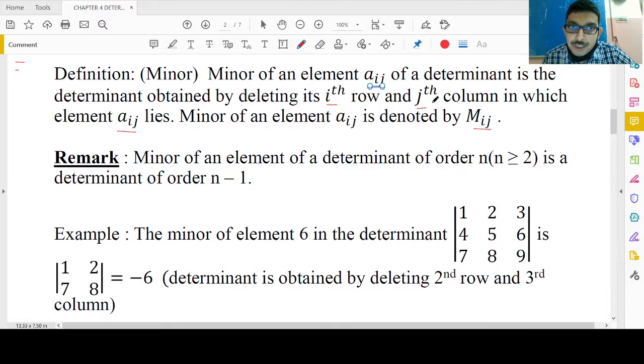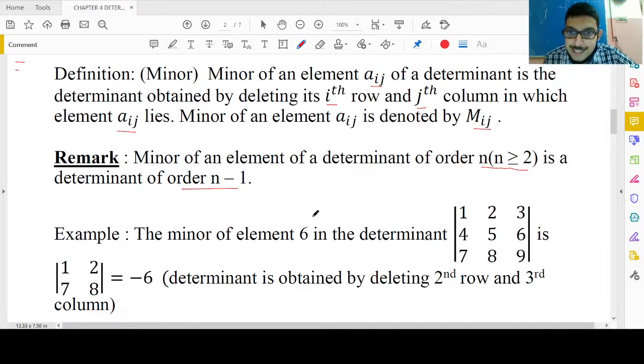Why ith row and jth column? Because aij is an element lying in the ith row and jth column. The determinant obtained by deleting the ith row and jth column is the minor of aij, which is denoted by capital Mij. So if you find the minor of an element whose determinant is of order n, where n is greater than or equal to 2, then the minor will be a determinant of order n minus 1.